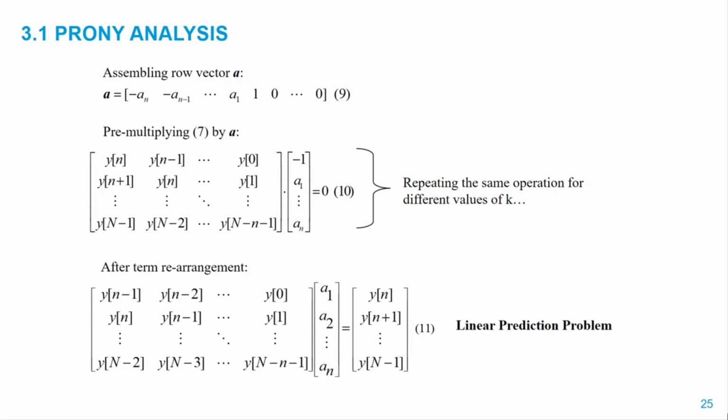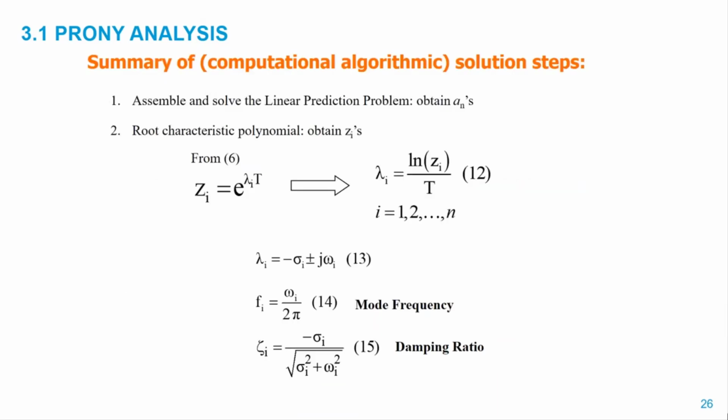So by using all this measured data, we try to determine the coefficients of the characteristic polynomial, which are the unknowns in our problem. To recap, we first have to assemble and solve the linear prediction problem to obtain the coefficients of the characteristic polynomial. And then once we have the coefficients, we can determine the roots of the polynomial. By using the equation that relates this set variable with the eigenvalues and the sampling time, we can get the eigenvalues of the model that is fit into the signal record. And once we have the eigenvalues, as we did in the previous lecture, we can check the real and imaginary part to extract mode frequency and damping ratio.